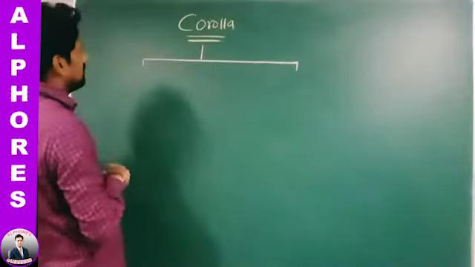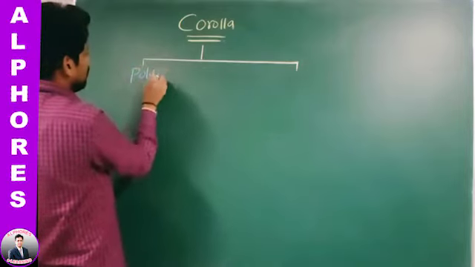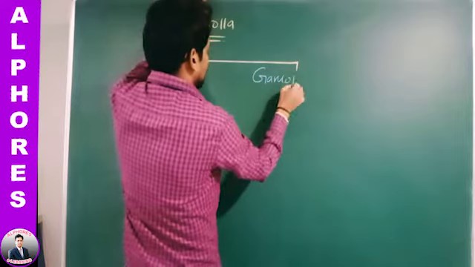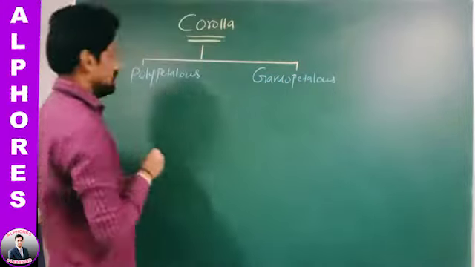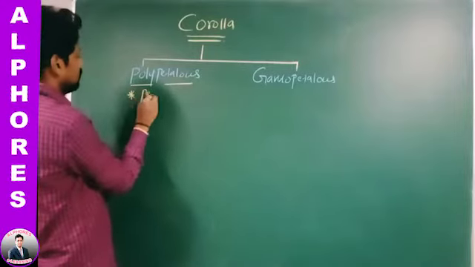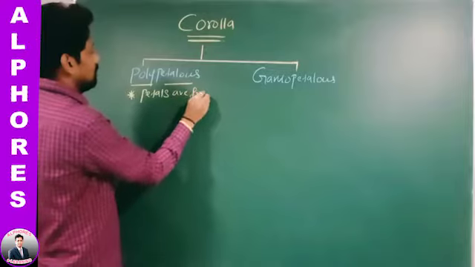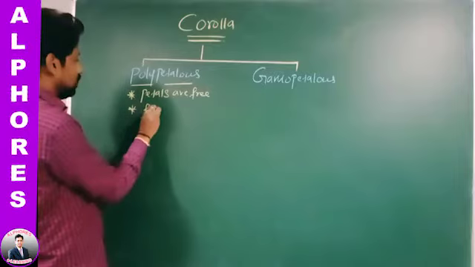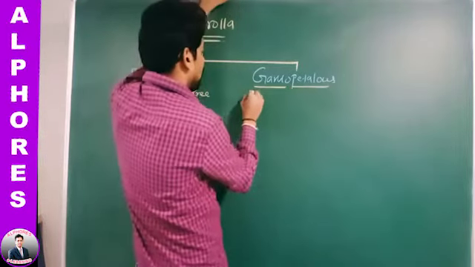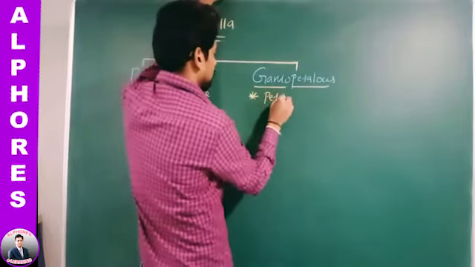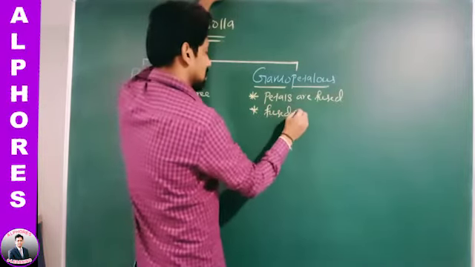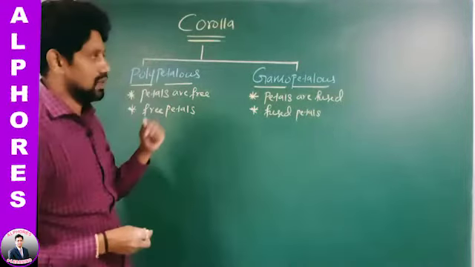First one is polypetalous, second one is gamopetalous. Polypetalous means petals are free, free petals. Now gamopetalous: petals are fused. Therefore, here fused petals are present.